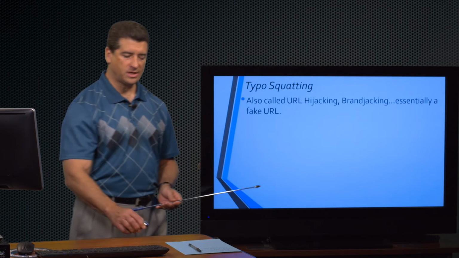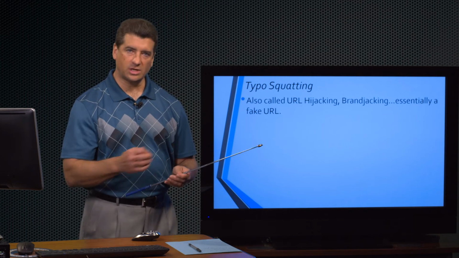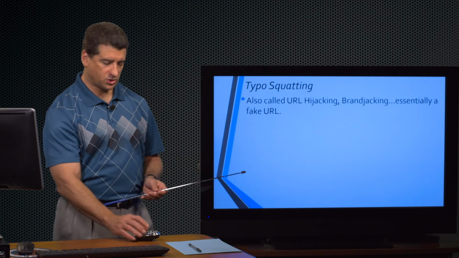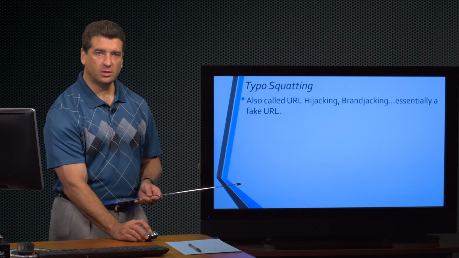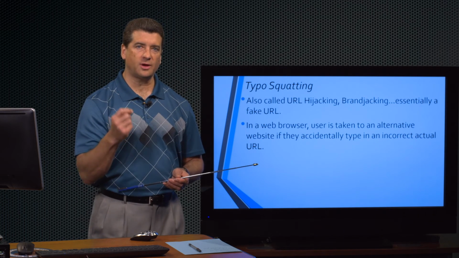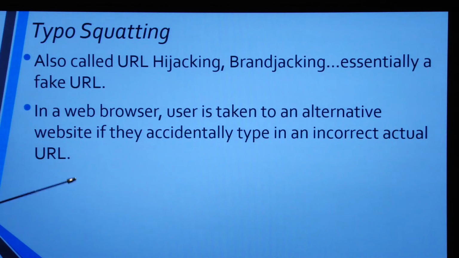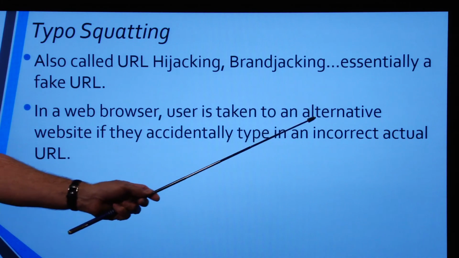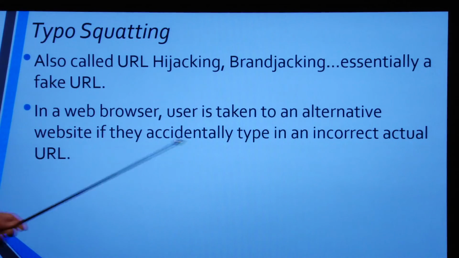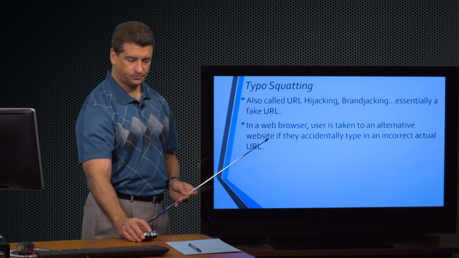Without going into the full process, if you want to start your own web address, you can. You have to go to a business and tell them what the address is. So what these squatters do is they will buy all of the invalid addresses that have one or two letters off from an actual web address. So in a web browser, whether Internet Explorer, Google Chrome, or the Apple version, a user is taken to an alternative website when they accidentally type in the actual website incorrectly.